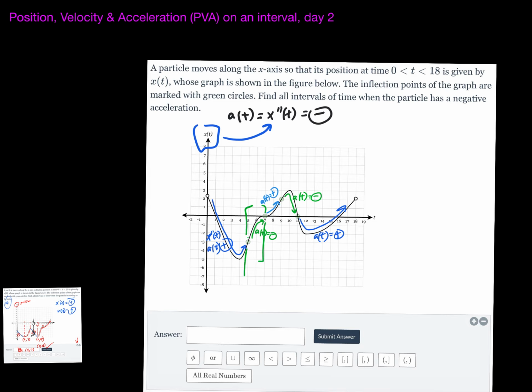So we have an interval here, and we have an interval here. It looks like the first interval is going from 5 to 7. That is negative acceleration. And we also have an interval between 9 and 11. You wouldn't write it like this. You would hit the add button and then type in 9, 11 as a second answer, and then click submit, and you would be correct.